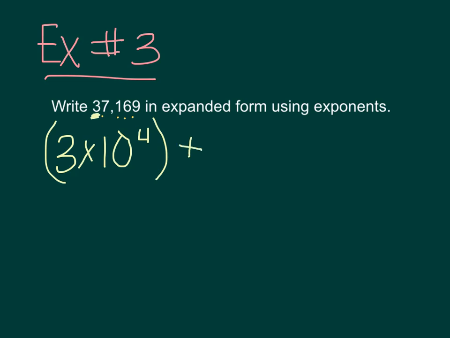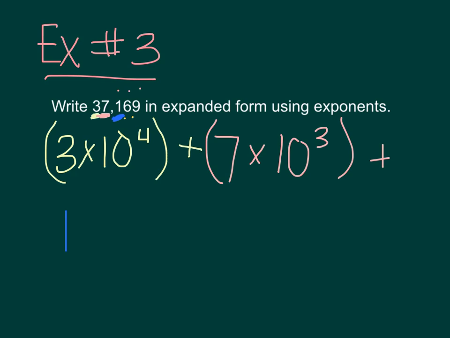We need to add the next number. The next number is 7. Remember, we're always going to multiply by powers of 10. And we just count how many numbers after the 7. 1, 2, 3 numbers after the 7, so that becomes my exponent. Put it in parentheses, and we go on to the next number, which is 1. So we have 1 times 10. We have 2 numbers after the 1, so it's to the 2nd power.